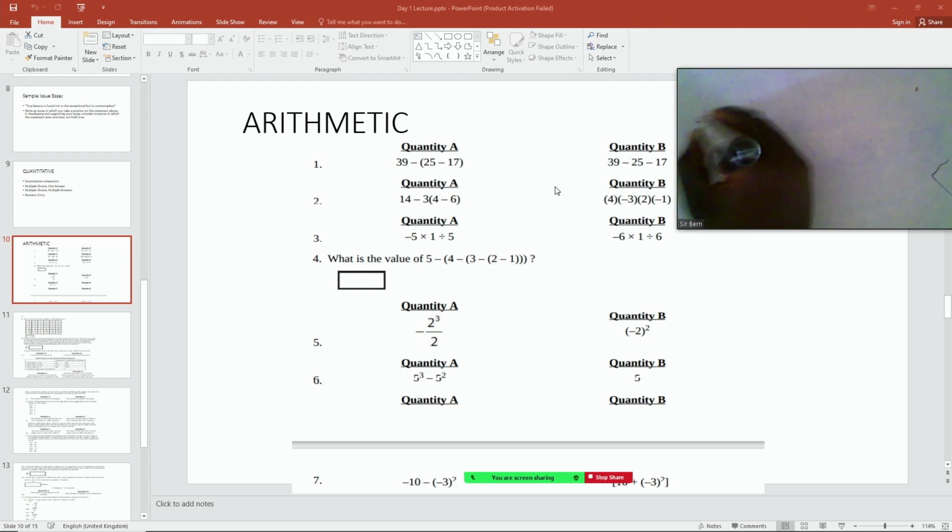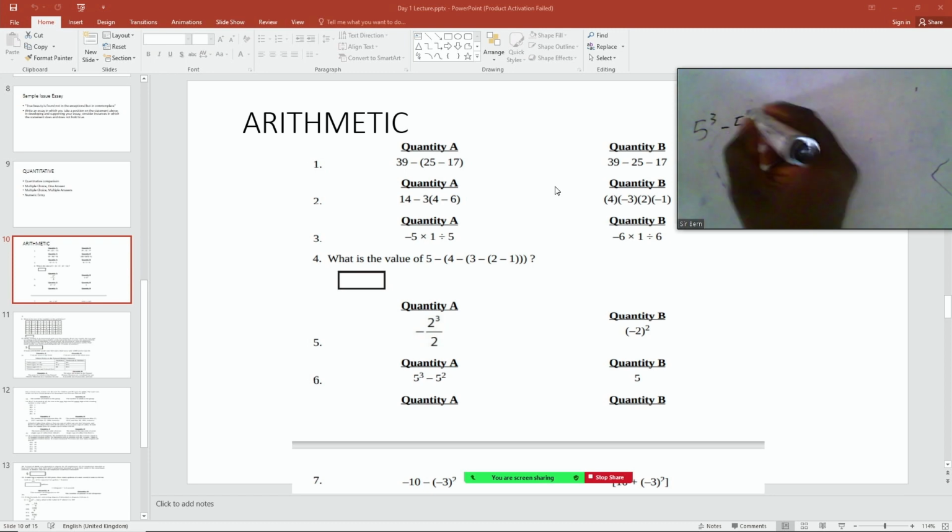Question 6, quantity A has 5 cubed minus 5 squared. So 5 cubed is 125. So 125 minus 25 will give us 100. Or we can factor out 5 squared. 5 squared, we get 5 minus 1.